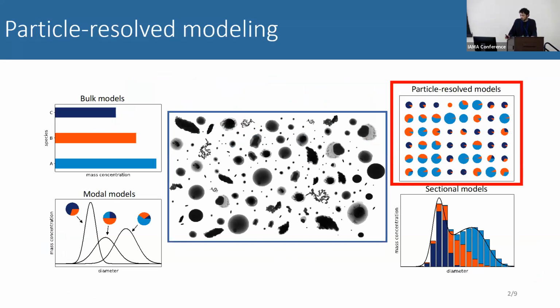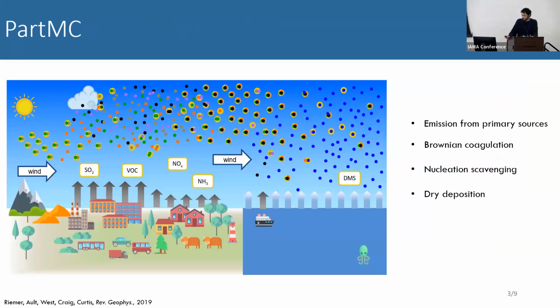And so I'm sure everyone here is familiar with the bulk, modal, and sectional models, but I wanted to specifically highlight this particle-resolved representation, where particles are represented by discrete computational particles, since PyPartMC is an interface to a particle-resolved model. So PartMC is a stochastic particle-resolved aerosol model implemented in Fortran that represents the aerosol particles as discrete computational particles, and then models the microphysical processes that these particles undergo during their lifetimes in the atmosphere.